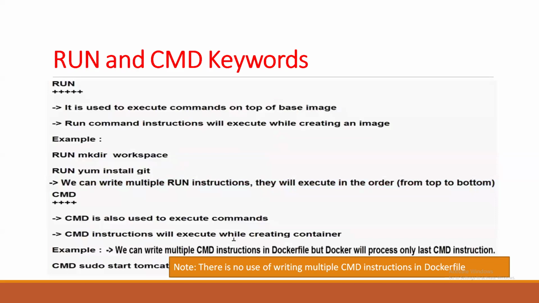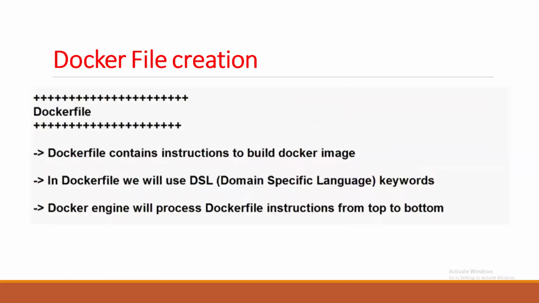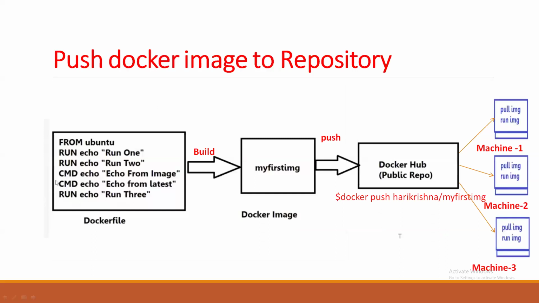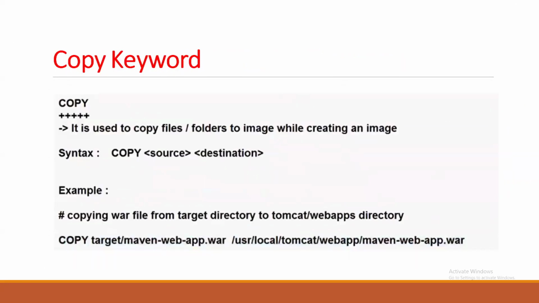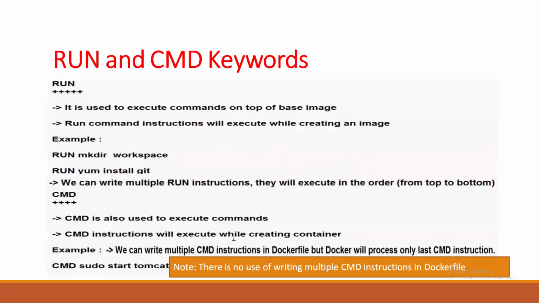So we can write multiple CMD instructions in the Dockerfile, but Docker will process only the last CMD instruction. If we write two CMD instructions, Docker will follow only the last one. Guys, understood? Now the difference between run and CMD. For example, CMD sudo start tomcat.